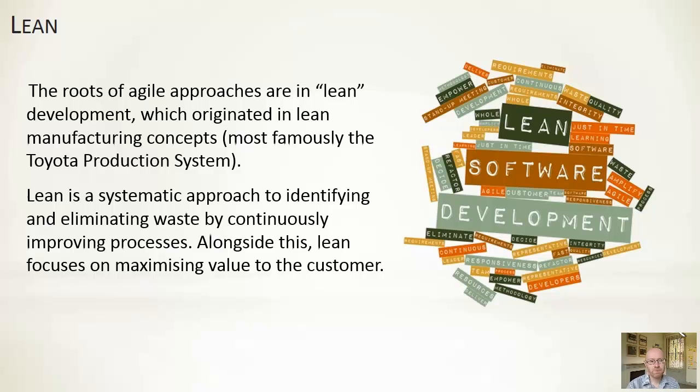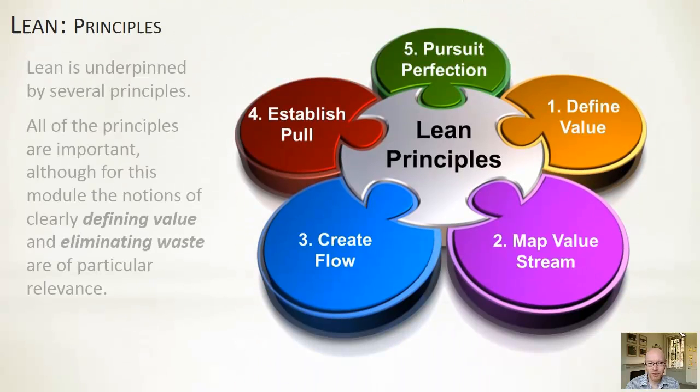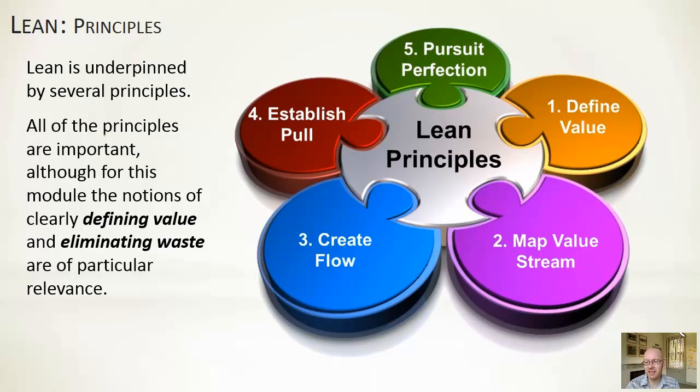There's several principles that underpin Lean. So 1 to 5 over here. First one is defining value and mapping the value stream. So what does that actually mean? In essence, this means working out what really matters to the client, and it sounds a sensible, obvious thing to say. Okay, work out what the client really wants.